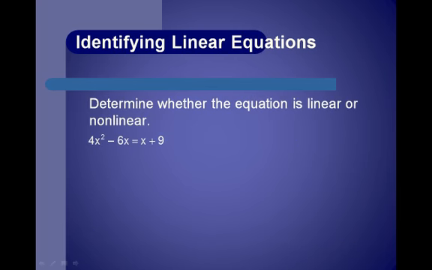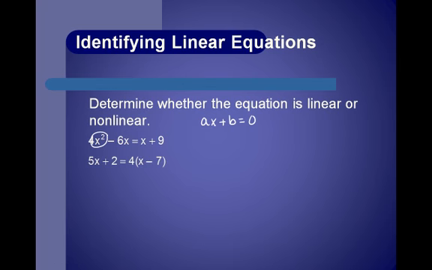Now we want to determine whether the equation is linear or nonlinear. Remember, a linear equation looks like ax plus b equals 0. So for this equation, you notice we've got an x squared? Well, that makes it not linear because for linear, the highest power can only be 1.